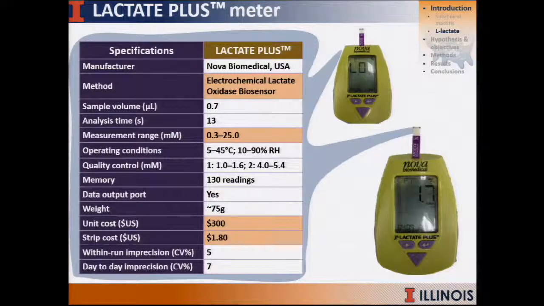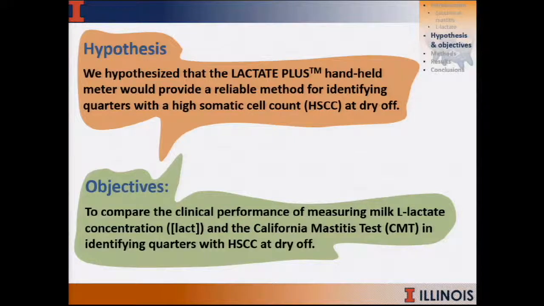So our hypothesis was that the milk lactate concentration measured by a Lactate Plus handheld meter will provide a clinically useful method for identifying quarters with high somatic cell count. Consequently, our objective for this study is to evaluate the clinical performance of measuring milk lactate concentration by Lactate Plus for identifying quarters with high somatic cell count, compared to the California Mastitis Test, which is the most popular method used in practice.